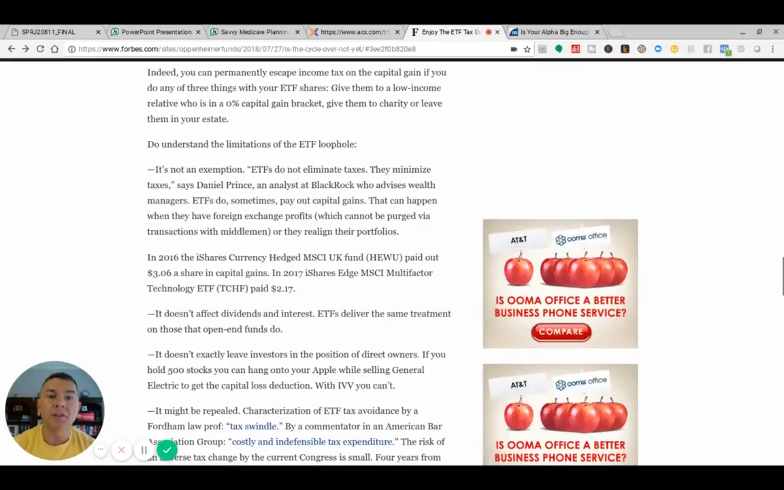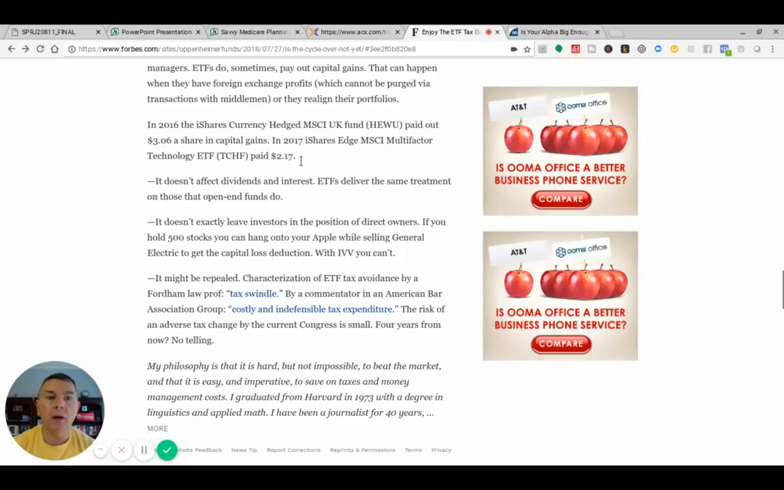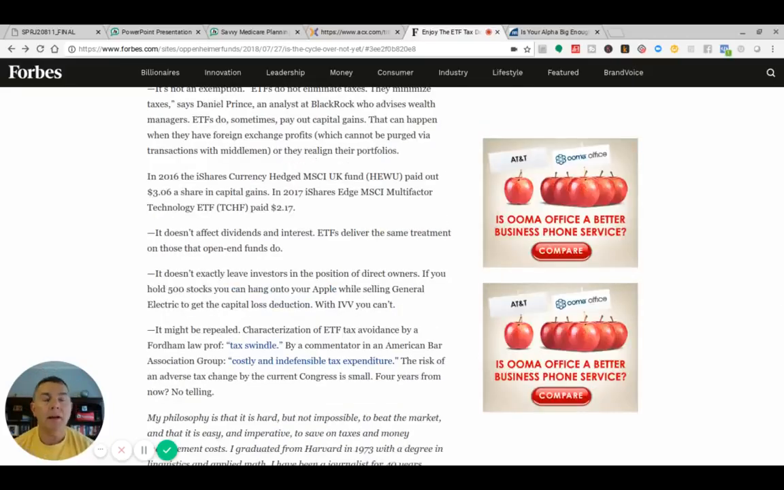Do understand the limitations of the ETF loophole, blah, blah, blah. They don't eliminate taxes. Well, they could. If you hold it at death, a step-up in basis means you're not paying any tax on those capital gains, and neither are your heirs.